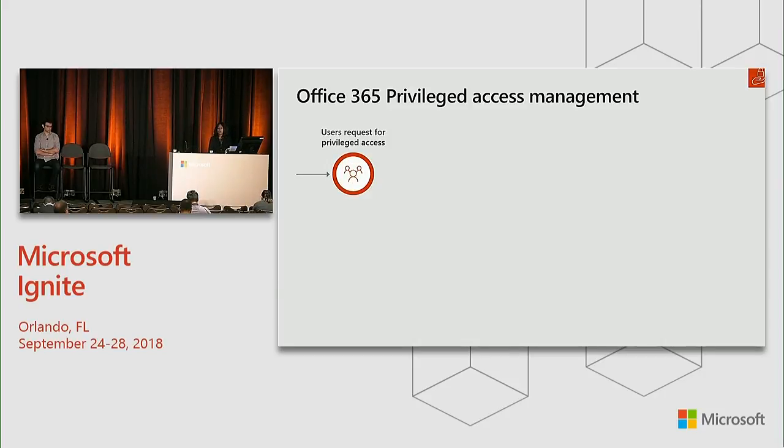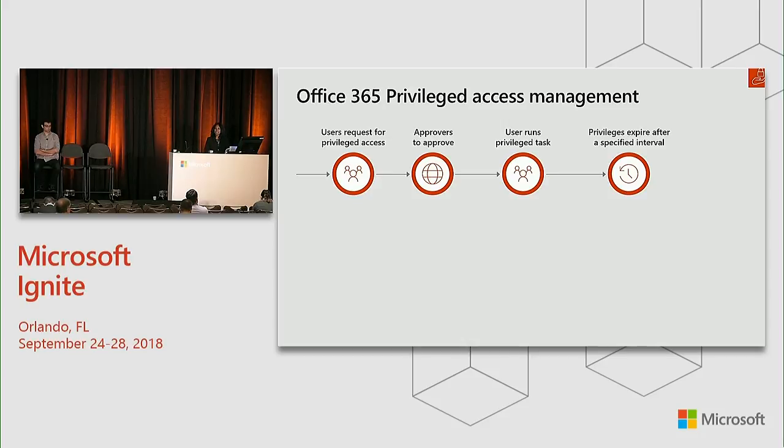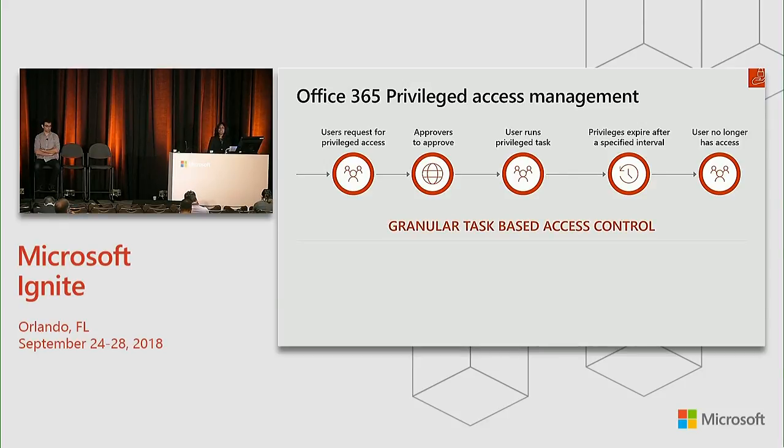So to recap, with Office 365 privileged access management, if you enable this, either the admins or the users who want to do tasks which are very critical and which can compromise some data won't be able to do it even if they have admin permission. They have to request privileged access. The approvers have to approve. And after that, the users or the admins can run the task. The privilege will expire after the time period that they have asked for, and the user will not have access after that. So it is following the same principle of task-based access control.